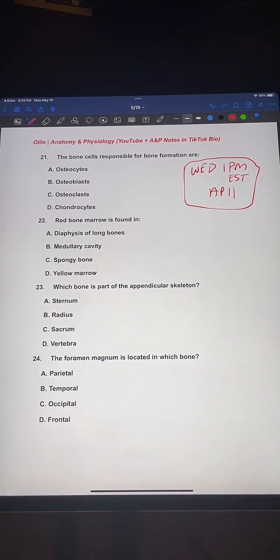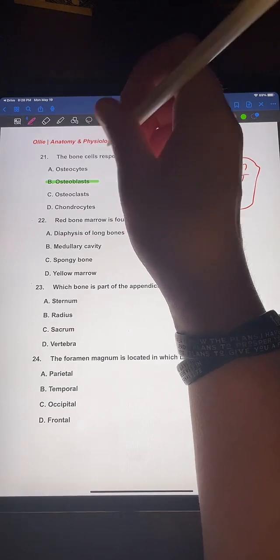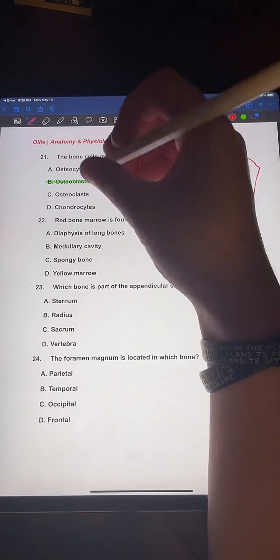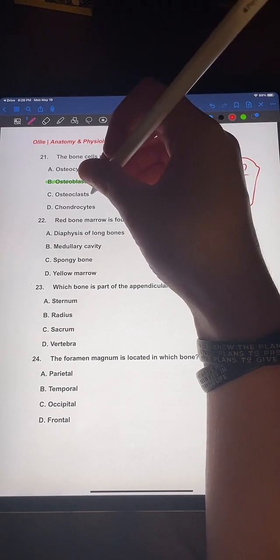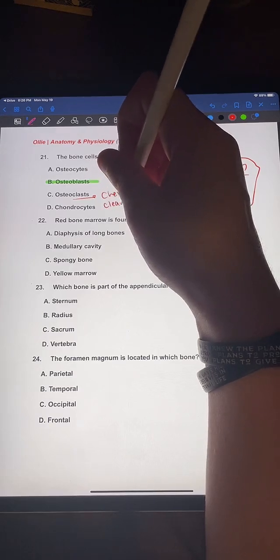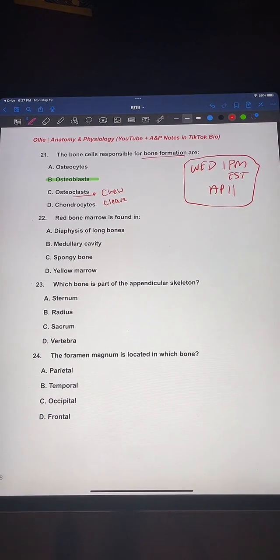Number 21, the answer is B. It is osteoblast. So blast, we build something up. B for build, B blast. So bone formation. Osteoclast is the opposite of that. I think of chew or cleave, meaning a breakdown of bone. Number 22, red bone marrow is found in where?